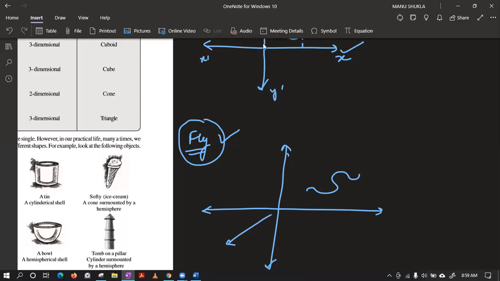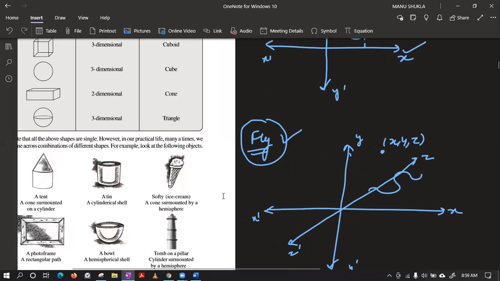So we require three dimensions now: x, x dash, y, y dash, and z, z dash. Like this, we require three dimensions to understand the movement of a fly, the movement of a plane. Whatever is using three dimensions, we require three axes to identify the position. And in this case, suppose the coordinates are given by x comma y comma z. In our GPS also we are using these kinds of things. Okay, I hope you got a little picture of this.